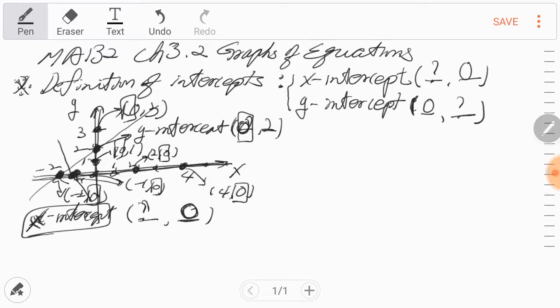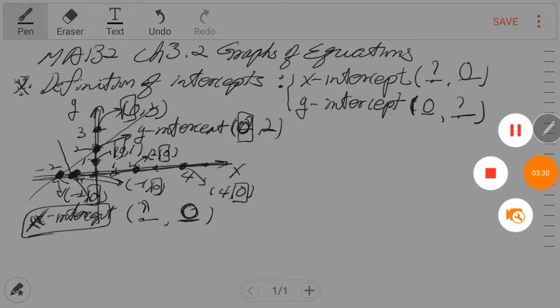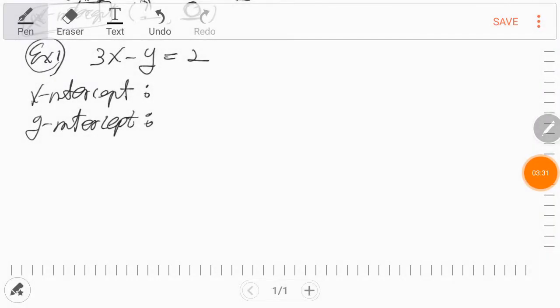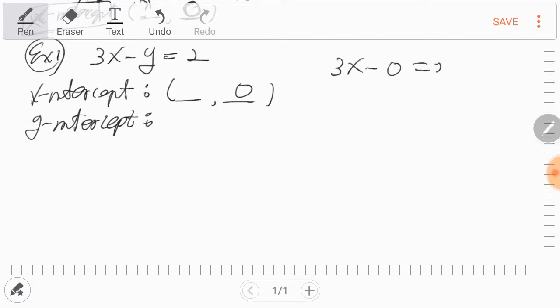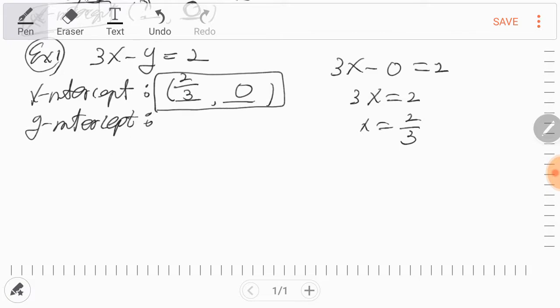Example 1. In this example, let's find the x-intercept. How do you find the x-intercept? Set the y value to 0. So set the y value to 0, then 3x minus 0 equals 2. Then 3x is equal to 2, so x equals 2/3. This is the x-intercept.